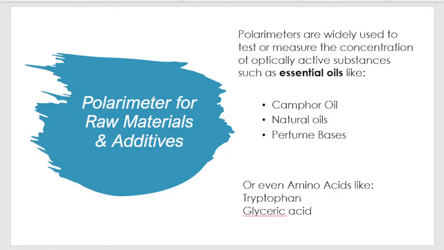Polarimeters are commonly used in the cosmetic industry for raw materials and additives and other things. Polarimeters are widely used to test and measure the concentration of optically active substances. So, unlike refractometers, where everything has a reading, whether it's water or any type of liquid has a value in refractive index or Brix, with polarimeters, not all substances or liquids have a value or a reading. It has to be optically active.